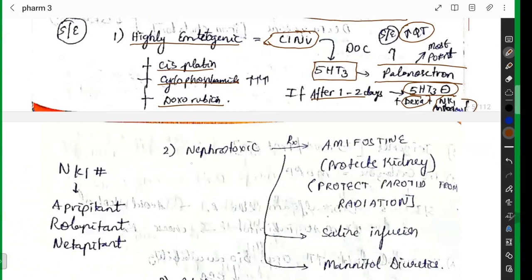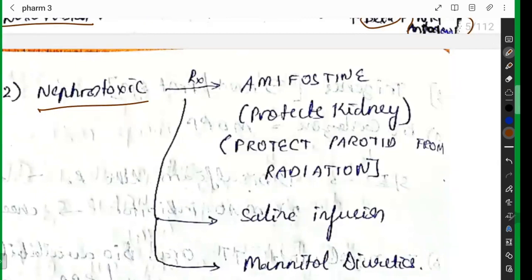Now nephrotoxicity. If there is nephrotoxicity due to an anti-cancer drug, what will be your drug of choice? Remember, the drug of choice is going to be amifostine. Amifostine is the drug of choice, which is going to protect your kidney.